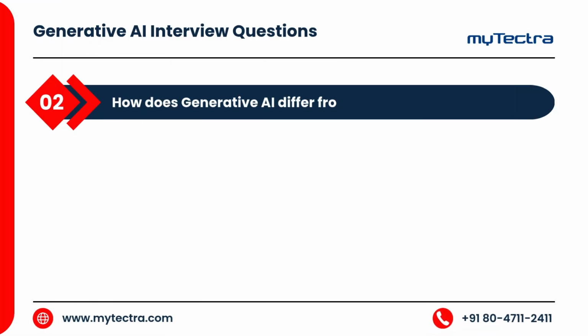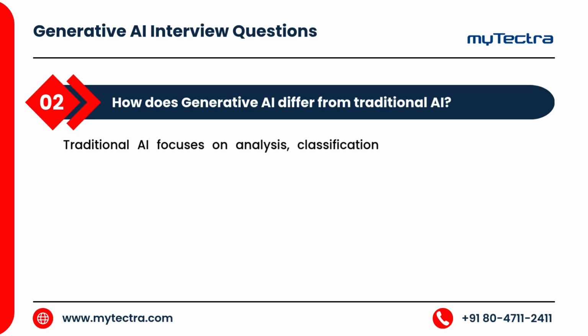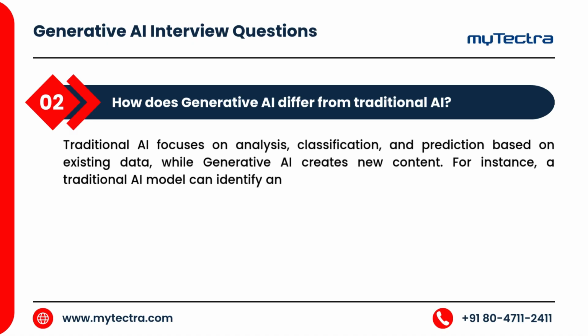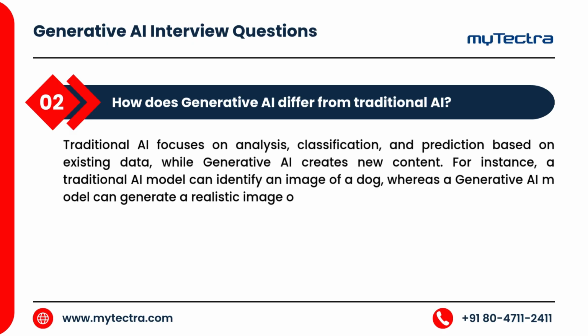How does generative AI differ from traditional AI? Traditional AI focuses on analysis, classification, and prediction based on existing data, while generative AI creates new content. For instance, a traditional AI model can identify an image of a dog, whereas a generative AI model can generate a realistic image of a dog that doesn't exist.